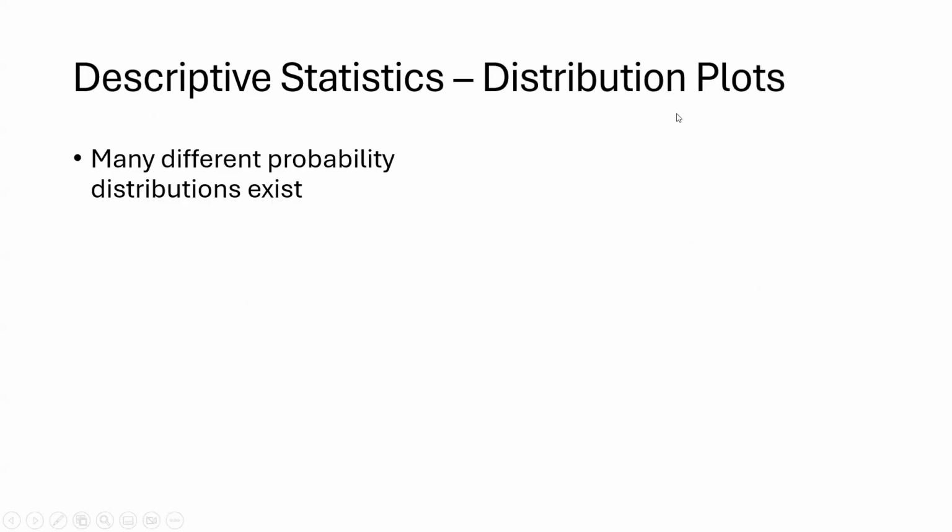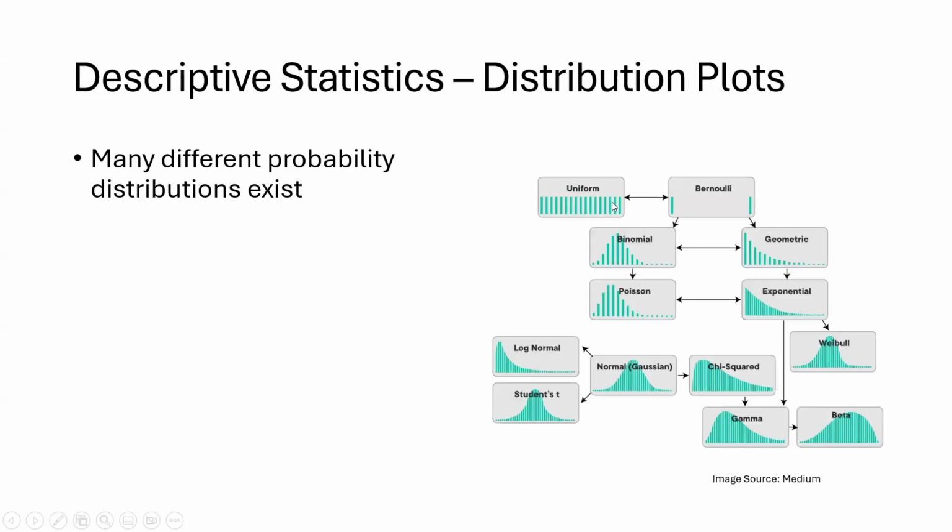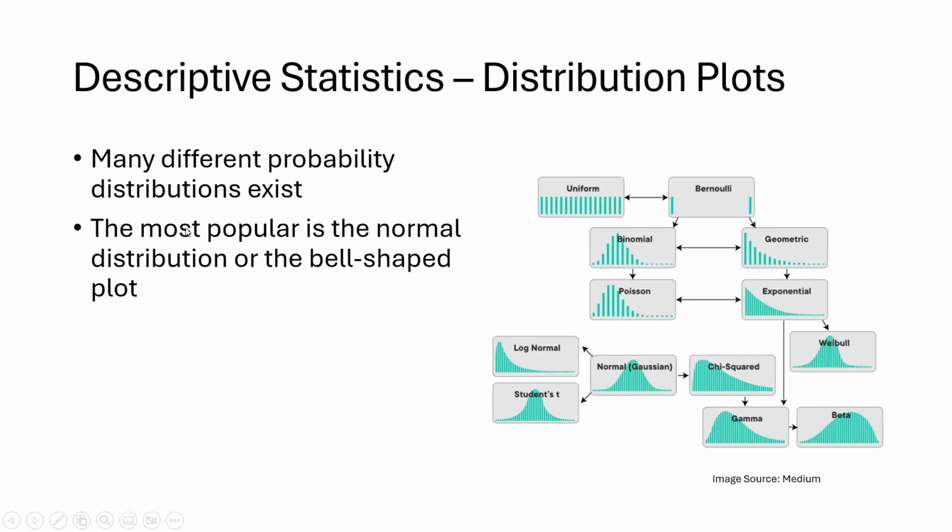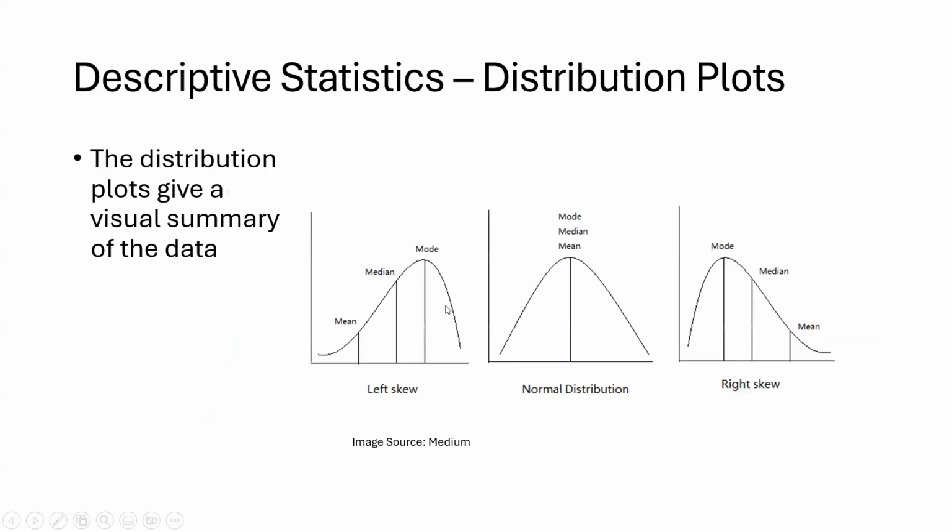More on the distribution plots: many different probability distributions exist which are known, and these are some of them, and we are going to see a few of them in due time. We'll study binomial, Poisson, geometric, and the normal distribution, which is very popular. The most popular is the normal distribution or the bell-shaped plot, which is this one, also known as the symmetric distribution.